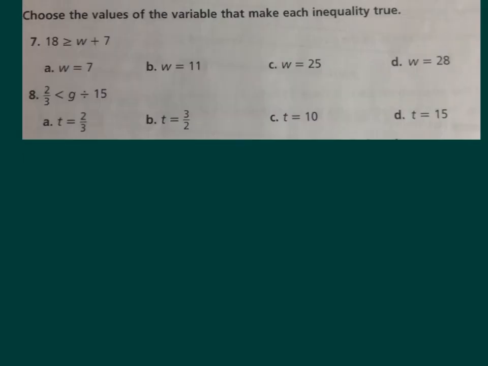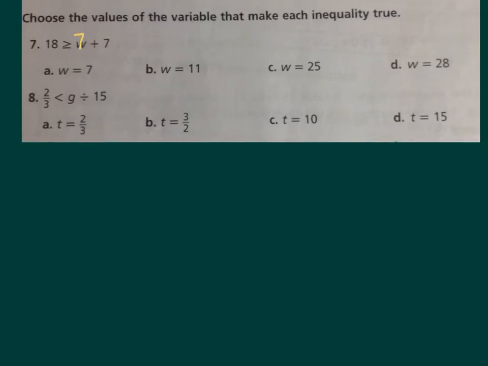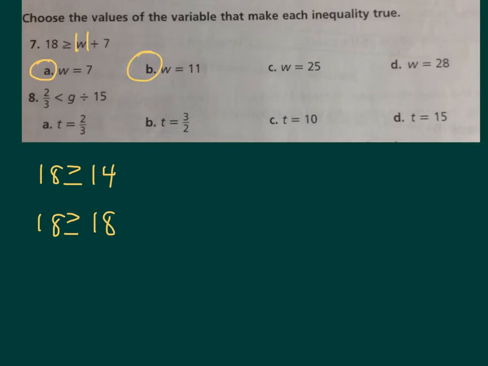For number 7 and 8, we're just going to plug things in here. If I take choice A, and it says that W equals 7, I have 7 plus 7 is 14. So we're going to think of it this way: is 18 greater than or equal to 14? Yes, that's true, so I can circle that one. Now my next one, W equals 11. Now I have 18 is greater than or equal to 18. Well, 18 is equal to 18, so this one's also correct.